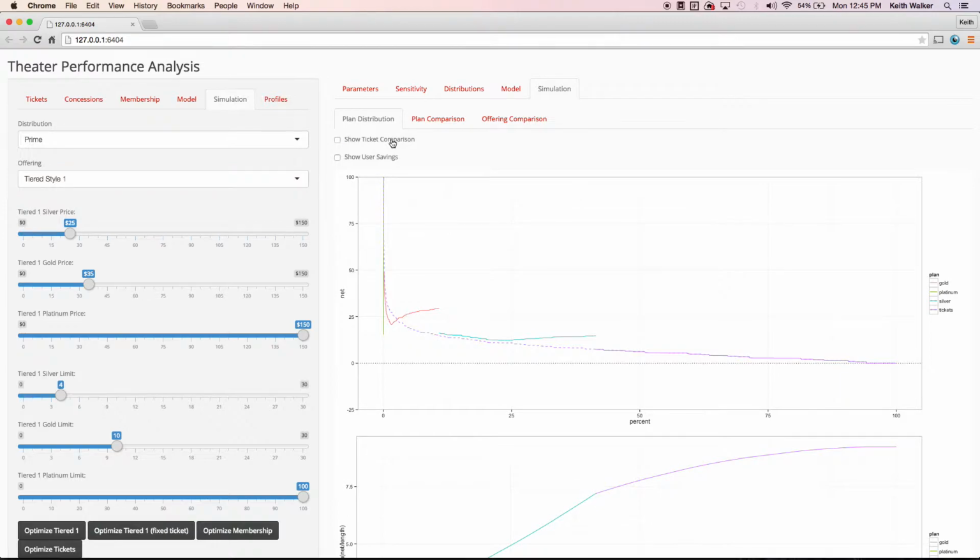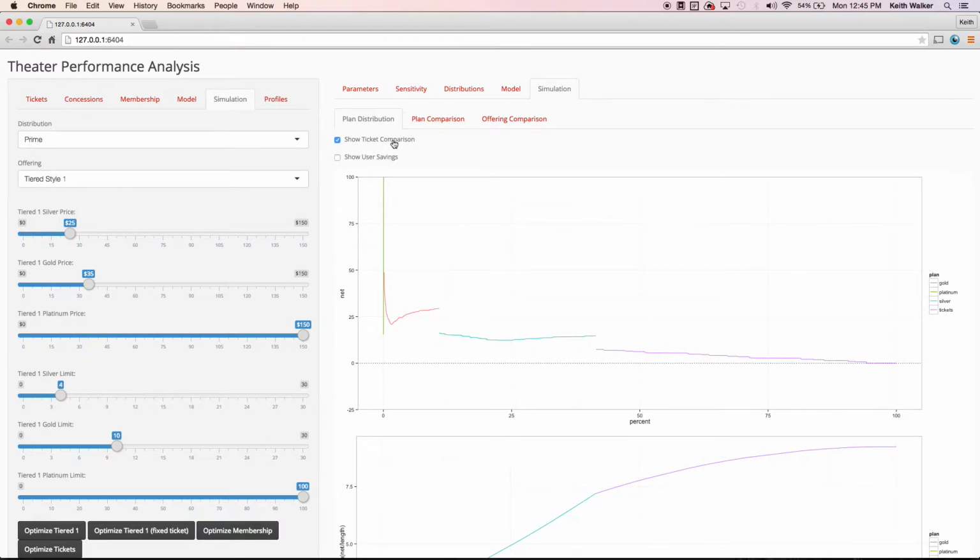So here's the tiered offering, and this is saying we have a silver plan where people can watch up to 4 movies, a gold plan where people can watch 10, and a platinum plan where people can watch 100. And silver's 25, gold is 35, and platinum, the unlimited one, is 150. So here's what that distribution looks like. You can see how many people joined each one.